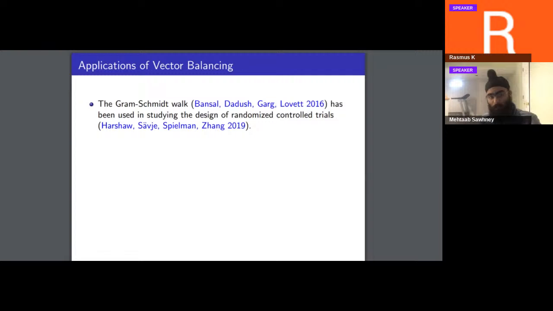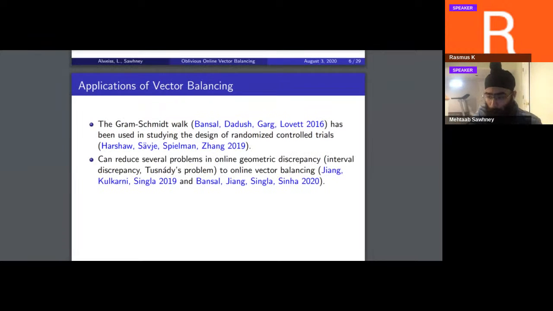This turns out to be exactly a question in vector balancing. And what Harsha, Spielman, and Zhang showed is that if you very carefully analyze the Gram-Schmidt walk that was used by Bansal, Dadush, Garg, and Lovett to give an algorithmic version of Banaszczyk's result on the Komlós conjecture, you can use this to help in the design of randomized control trials. Next slide.